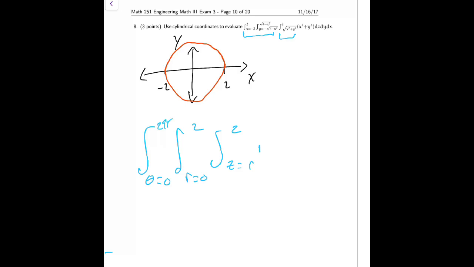x squared plus y squared is r squared, and then we have the r from the polar coordinate transformation, dz, dr, d theta. So this r right here, that's just the r from the dr d theta. And that's it for this problem. We switched it to cylindrical coordinates, and now this is an integral that you can compute on your own.